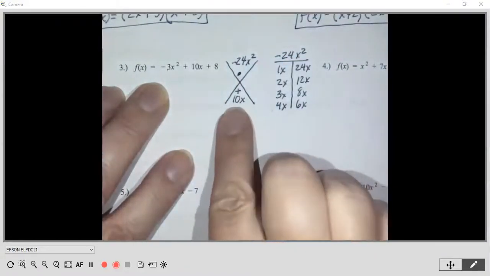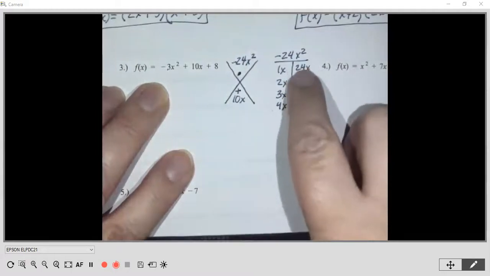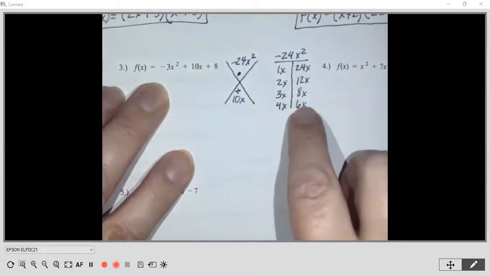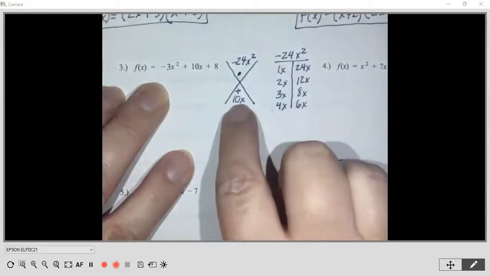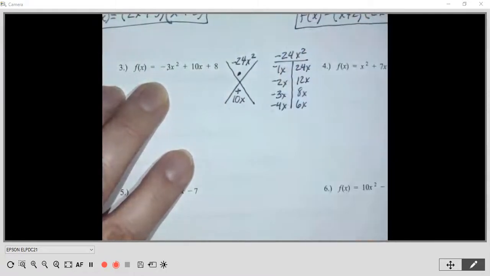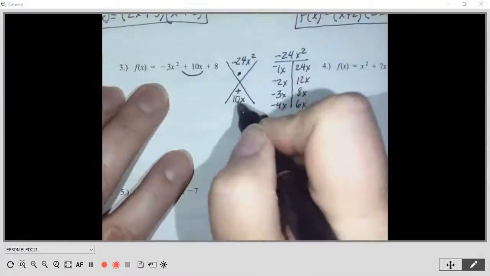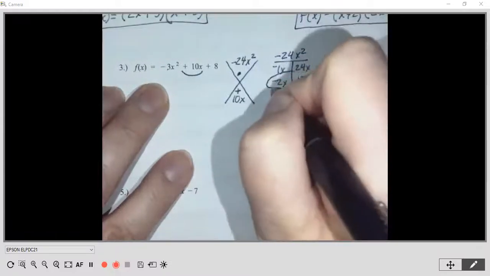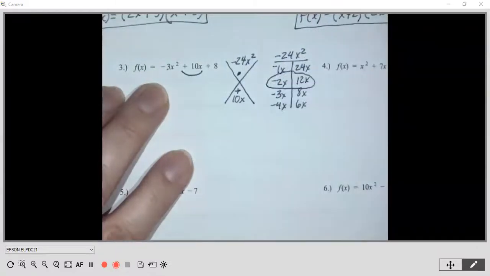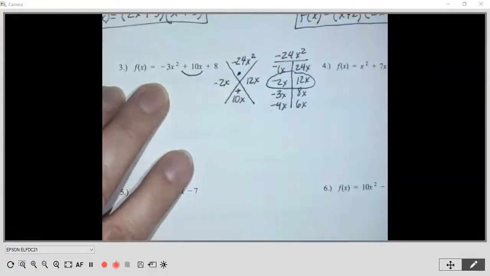So if they add up to a positive value, then we know that the numbers on the right-hand side have to be positive because there were more positives than negatives. That's how we ended up with a positive sum. So that tells us that the left-hand side would be the negative choices. Okay, so which of these are going to add up to positive 10x? Well, negative 2x plus 12x. So negative 2x and positive 12x.